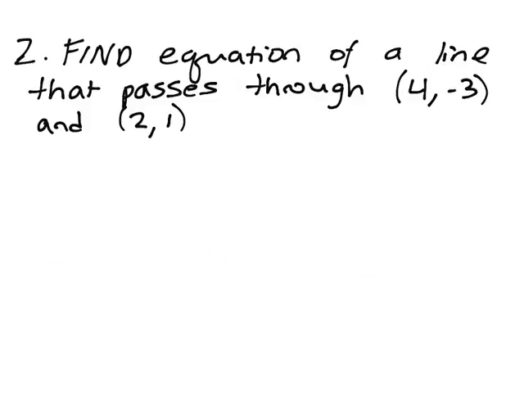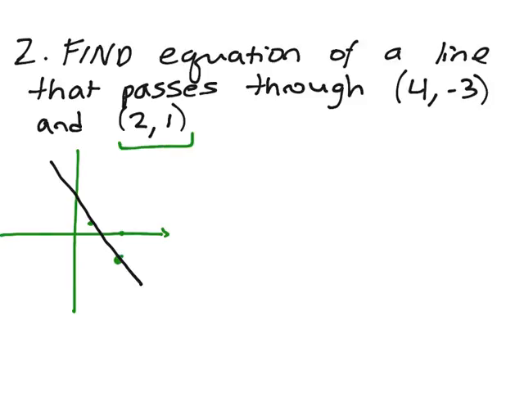Number 2. Find the point-slope form of the equation for a line that passes through the point 4, negative 3, and 2, 1. So if we try graphing that, you should always graph things, visualize them, make it a little clearer. 4, negative 3 would be somewhere around here, and 2, 1 would be around here. So our line would look a little bit like that, roughly. We're given 2 points on the line, so we can arbitrarily choose this one. Remember, we can choose either one, we'll still get the same answer.